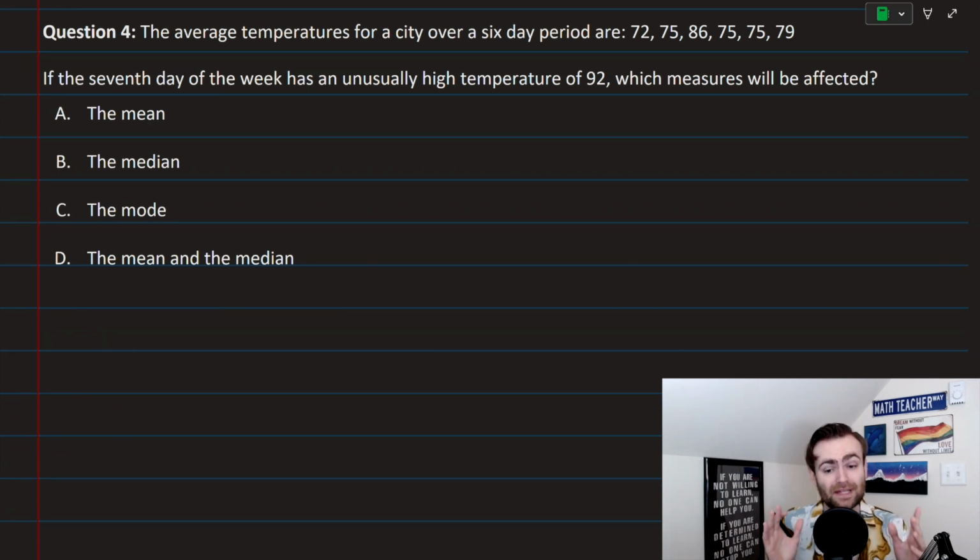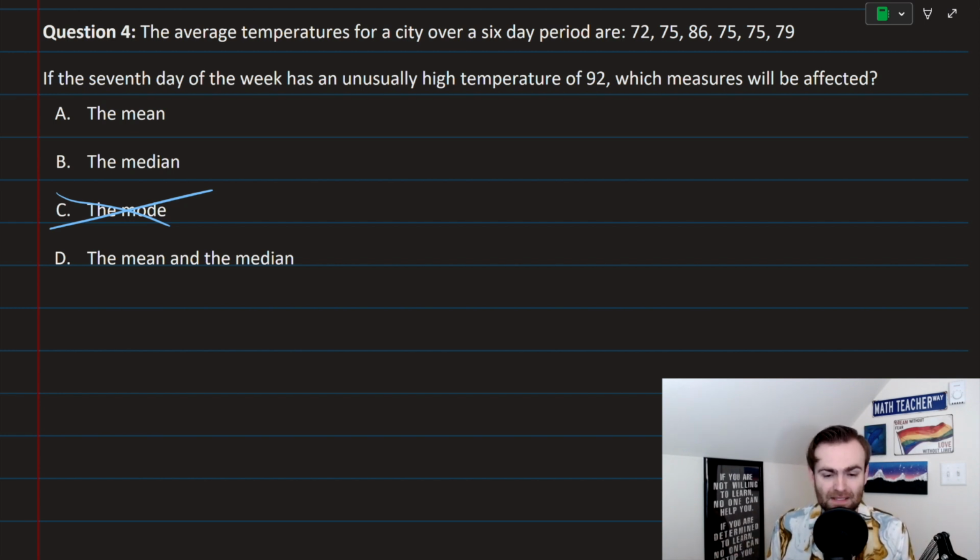So, question 4. The average temperatures for a city over a 6-day period are 72, 75, 86, 75, 75, and 79. If the 7th day of the week has an unusually high temperature of 92, which measures will be affected? Well, first and foremost, the mode is the one that repeats the most often, which in this case would be 75, which occurs 3 times. So the mode is not being changed here. Adding a 92 that doesn't repeat anywhere else is not going to change that.